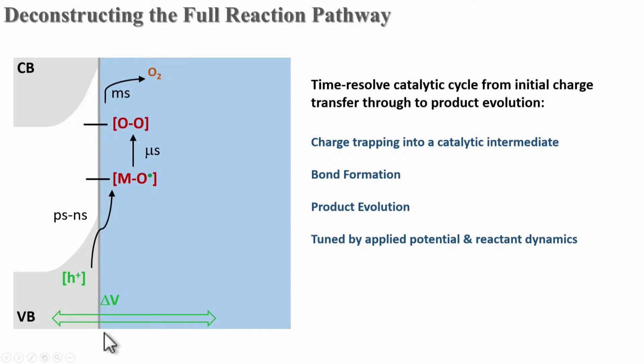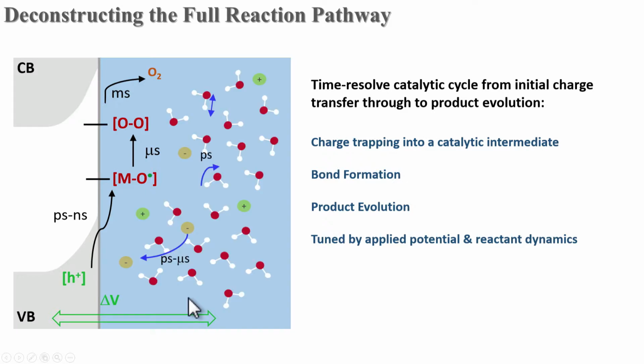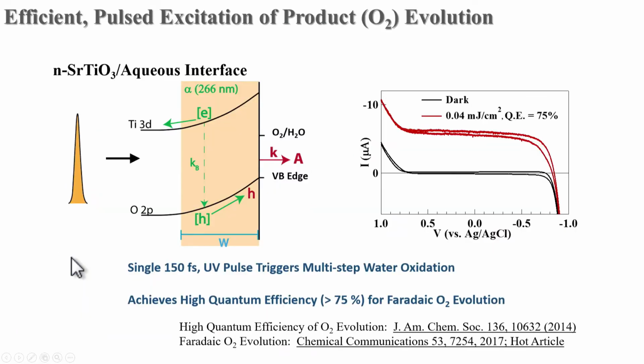That pathway is tuned by how the electric field drops across this interface, as well as all the dynamics of the reactant molecules. Essentially, this charge is going to interact with the vibrations and rotations of these molecules such that you can rip them apart and create these intermediates at the surface. Okay? So in order to time resolve this pathway, we need an ultra-fast injection of charge to the surface, and we get it from a light pulse.